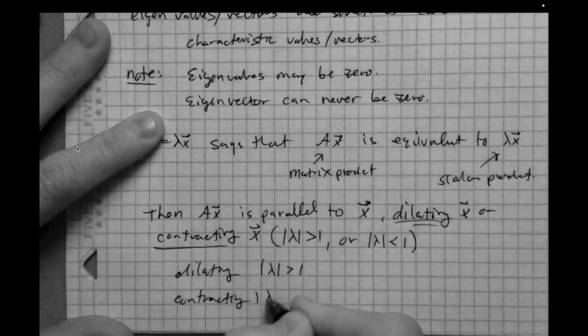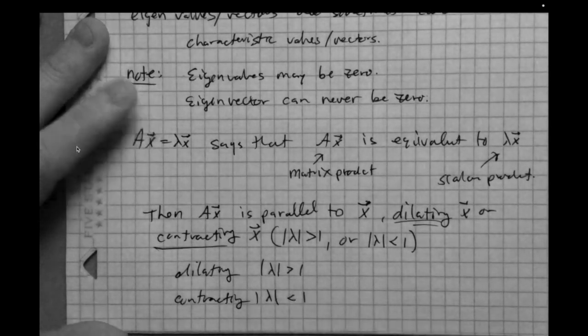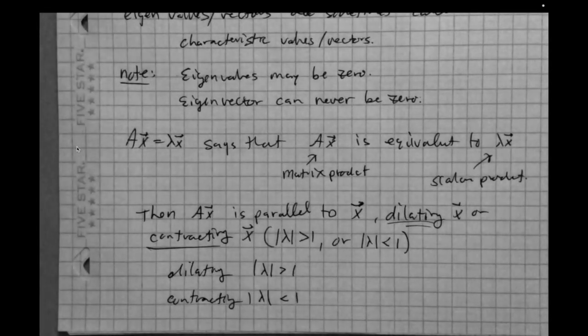Contracting is when lambda is less than 1. So shrinking, stretching, another way to think about it, in other words. Right, and so you can kind of think of eigenvalues as having this sort of geometrical quality. Right, so you've got your x, which is parallel to Ax, and lambda stretches or contracts it.